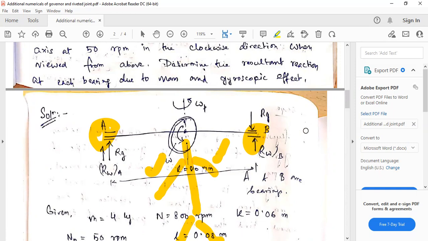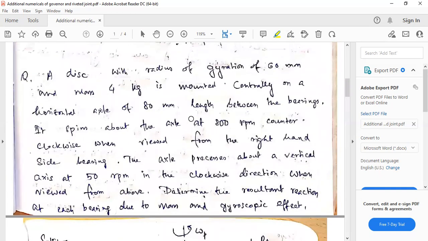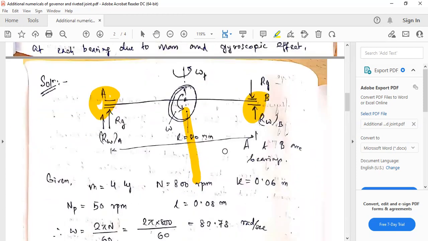When I view from the right hand side, from this side, then I see the disc is moving in the counterclockwise direction. So that's why we have shown it here. This is the rotation counterclockwise from this side.